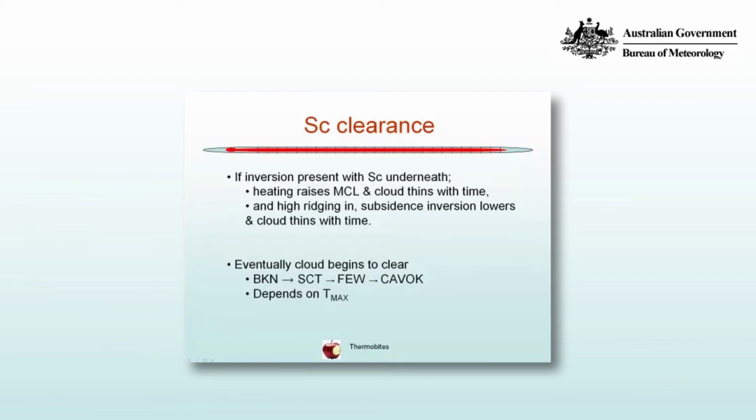And so you will see a movement over time, which you'll have to take into account in your forecasts, from broken to scattered to few, and then finally to CAVOK. Cloud and visibility OK, which means the visibility is 10 kilometres or greater, and you have no broken cloud below 5,000 feet. Now the time over which this occurs will depend upon the maximum temperature. For particularly hot days, you'll quickly erode, thin and get rid of the stratocumulus, and on cooler days you may not see the stratocumulus disappear at all.